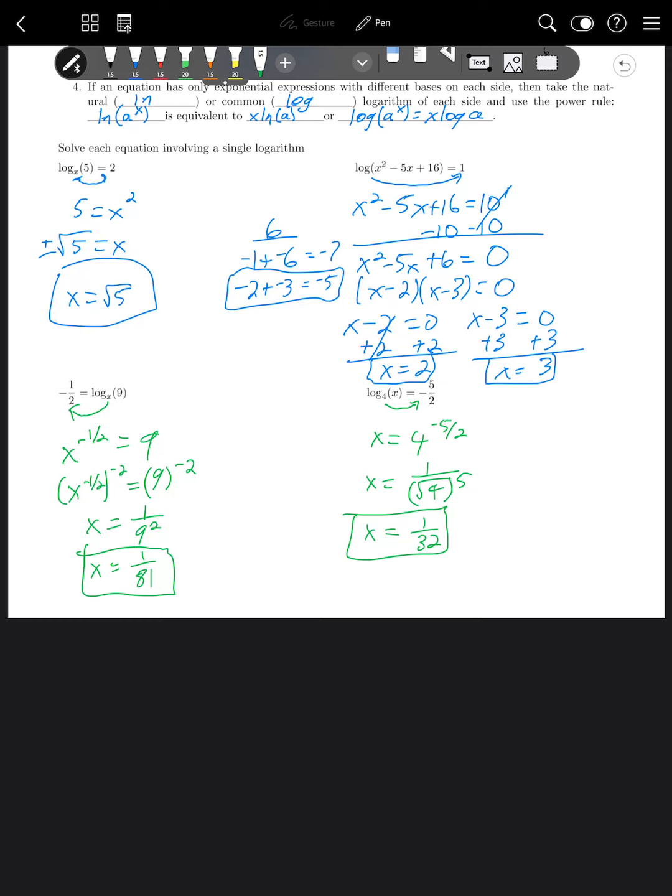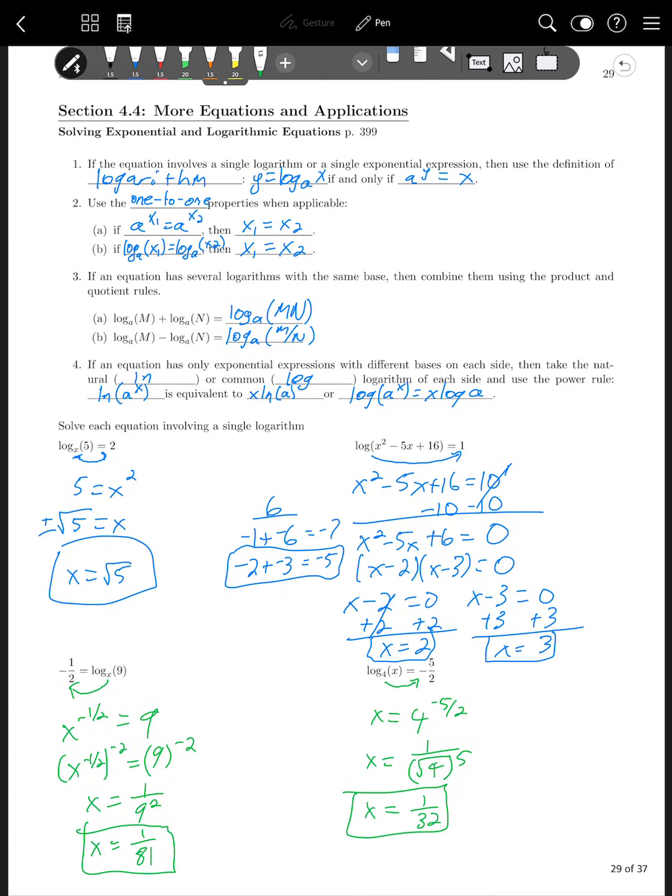Okay, so that's the idea. That's what we're looking for here. Okay, so if you have a single logarithm, the easiest way to solve these problems is just get rid of that logarithm by using the definition. Now, if we have multiple logarithms, what we want to do is some combining, okay, to get these into a single logarithm on each side so we can use the one-to-one property.